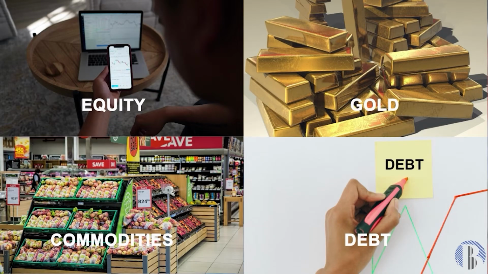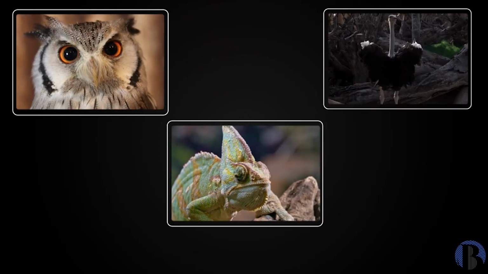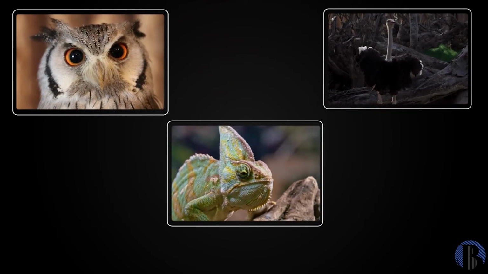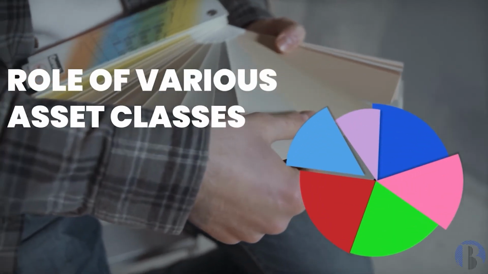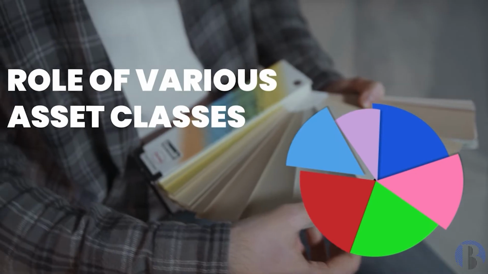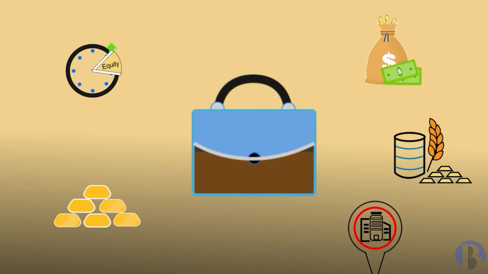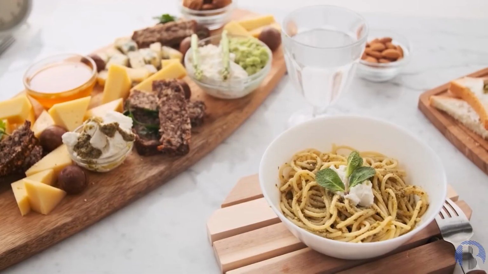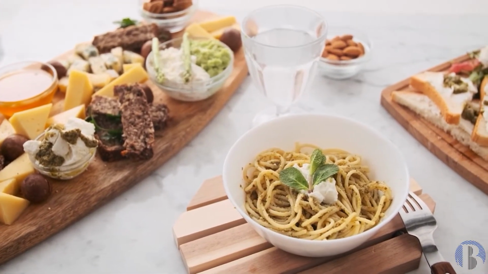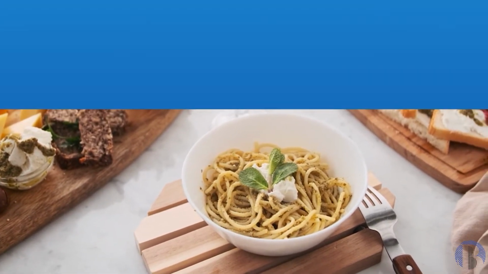As we have already seen in the video on asset class and sub-asset class, each asset class has particular features that make it desirable to hold at certain times. Different asset classes play different roles in a portfolio. To understand the role various asset classes play in the portfolio, it will be helpful to compare them to the role different types of food play to nourish the human body.